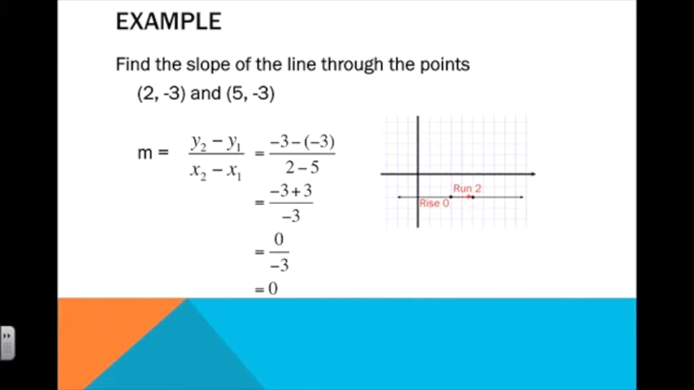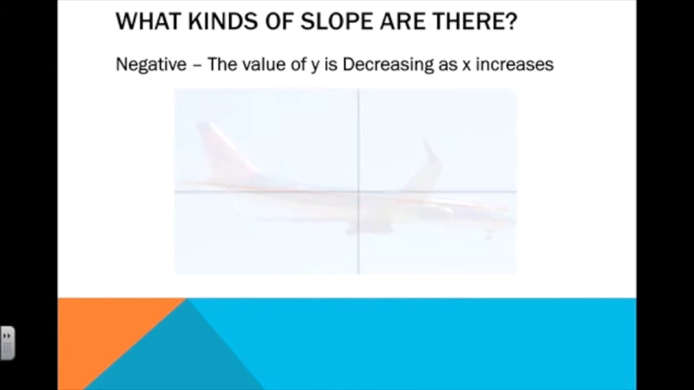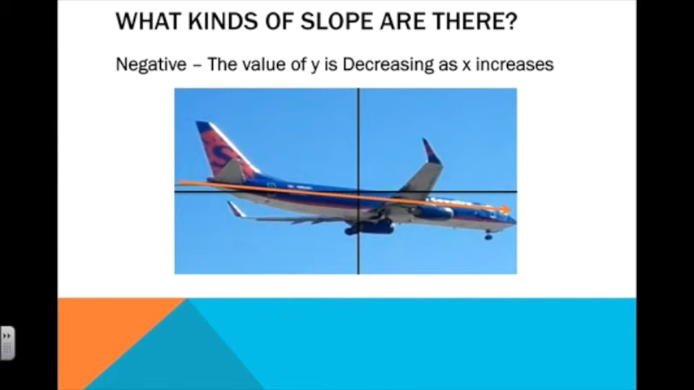Now, another form of slope is negative slope. The value of y is decreasing as x increases. Here we have a plane. Using our plane illustration again, we're coming in for a landing. It's decreasing in altitude as we go from left to right here. So we have a negative slope.